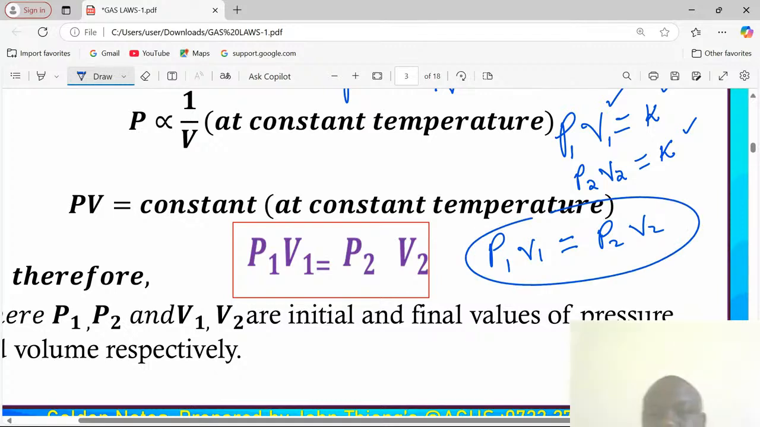So that is a very sensitive equation which a student is supposed to value. A very sensitive equation. We continue learning.